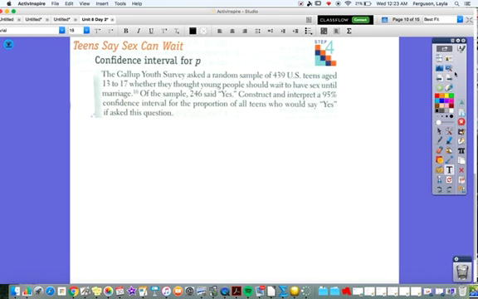So we're going to move on to an example where we're going to go through that 4-step process. We are going to calculate the confidence interval for P. The Gallup Youth Survey asked a random sample of 439 U.S. teens aged 13 to 17 whether they thought young people should wait to have sex until marriage. Of the sample, 246 said yes. Construct and interpret a 95% confidence interval for the proportion of teens who would say yes if asked this question.